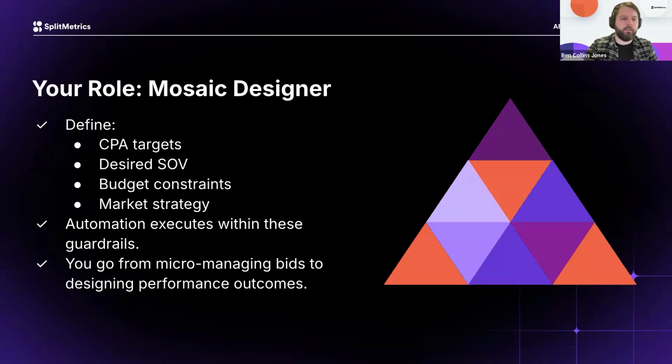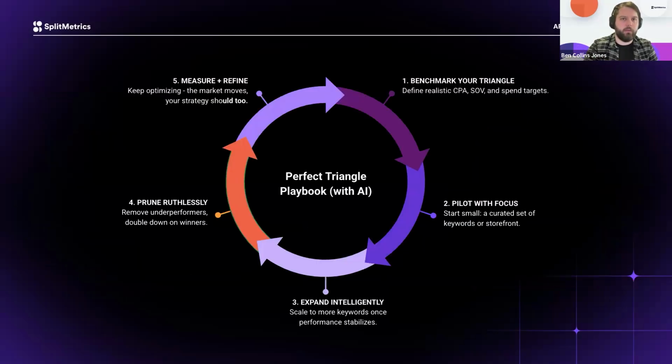We also have a nice 5-step process to get you to that goal. Unfortunately, the presentation is taking a moment to get there. There we go. You start with your benchmarking. You identify what that triangle looks like. What is that perfect triangle for your brand, for your business, for that keyword? And then you start to create that set of keywords that you want to achieve that triangle. From there, once you have optimized and created that smaller set, that pilot, you then expand intelligently. Find keywords that work for you, that ultimately achieve the goals that you need.